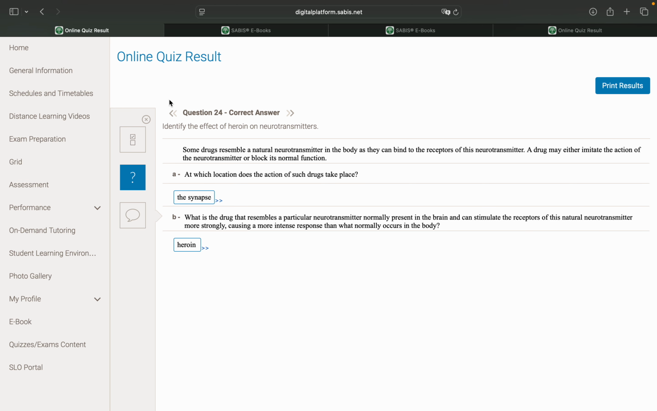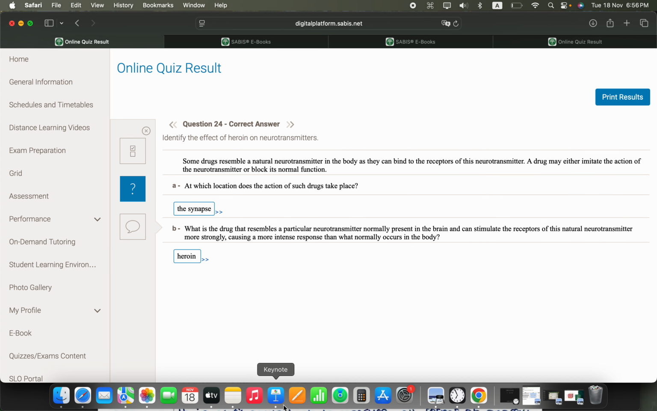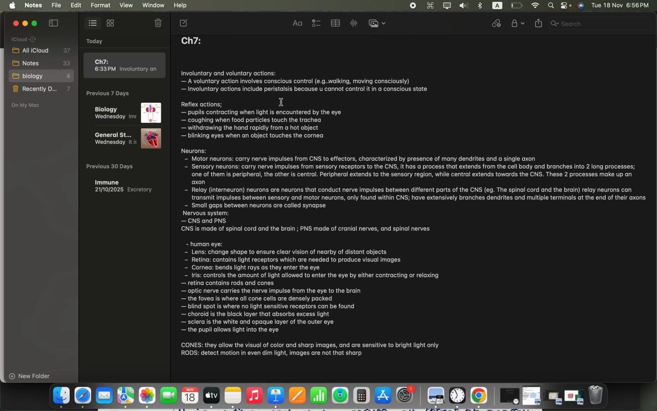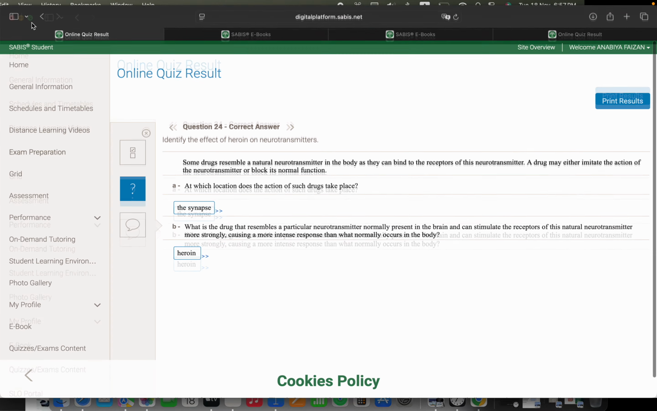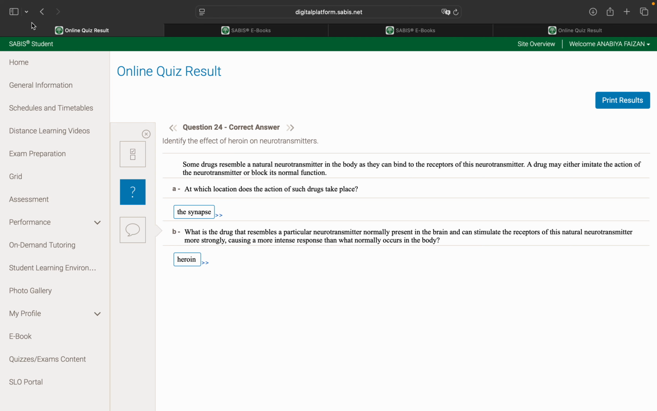In the synapse. Now synapse, as we said here, there are the small gaps between neurons. So this action of drugs takes place in the synapse, in the gap between neurons.